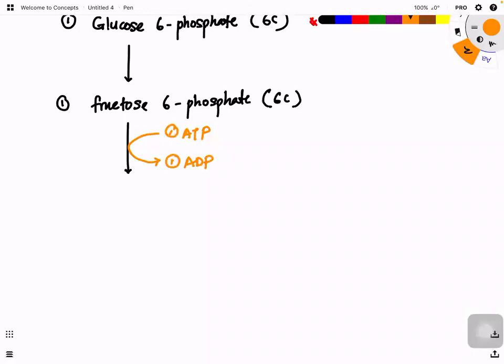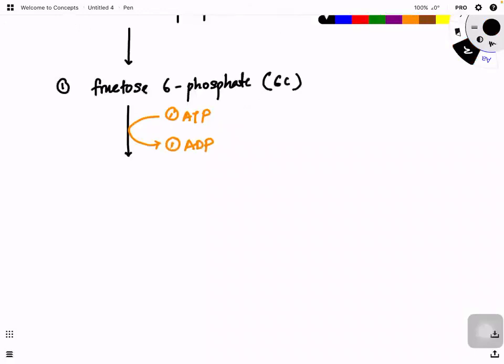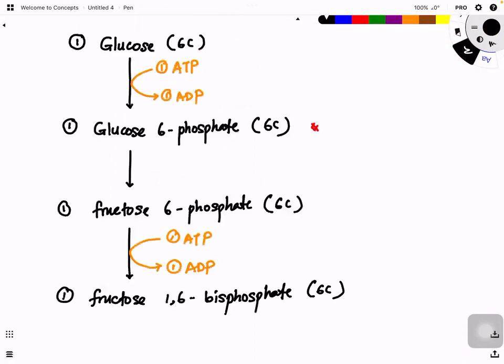Okay, so now it becomes fructose 1,6-bisphosphate. Bis means 2. Okay, 6 carbon. So can you see that again, guys? Can you see that we spend 2 molecules of ATP? Can you see that? We spend 2 molecules of ATP now.